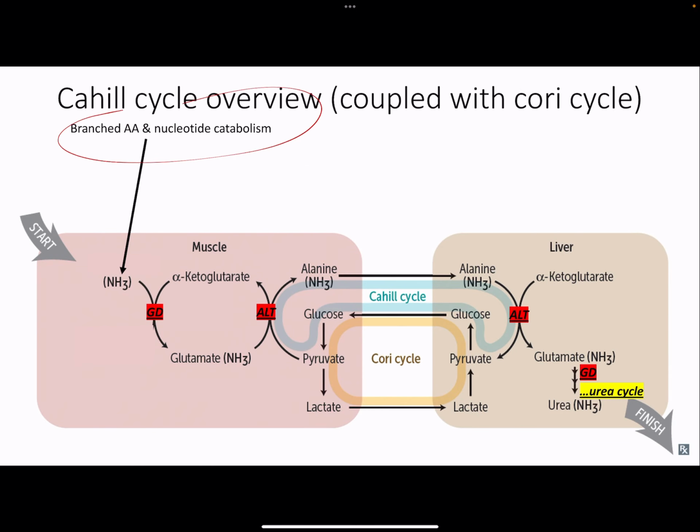Overview. Break down proteins, get ammonium. Put it in alpha-ketoglutarate, get a glutamate. Yay. Oh, no, wait a second. Glutamate is not allowed in the blood. Okay, we'll combine that with a pyruvate transamination reaction. That makes an alanine. Notice the names for these enzymes.